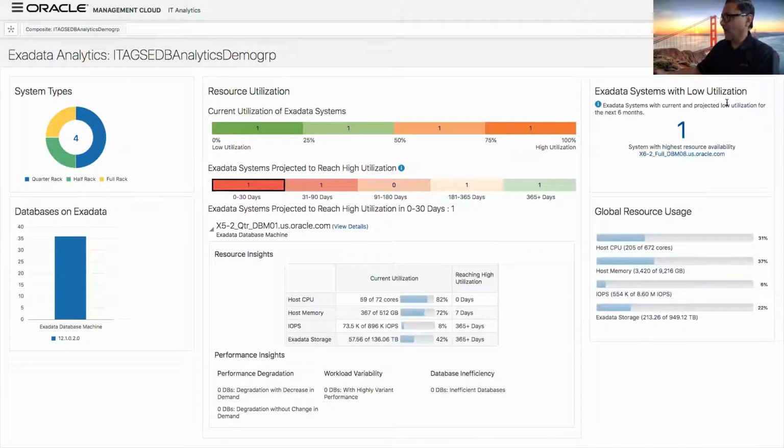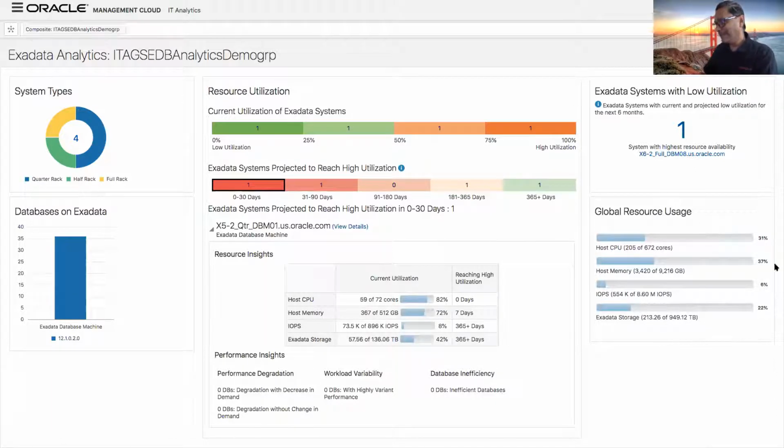The third answer I was mentioning: identify systems with low utilization. So out of the box, I'm telling you here that out of the four, one Exadata system is lowly utilized. So that's a candidate for onboarding new systems, or useful for workload rebalancing or starting new projects.